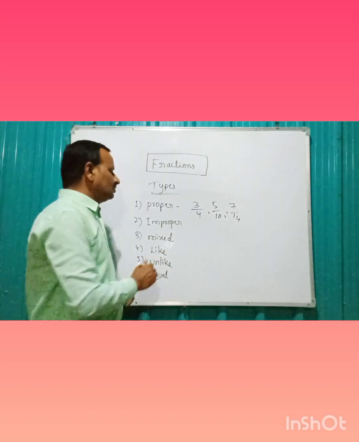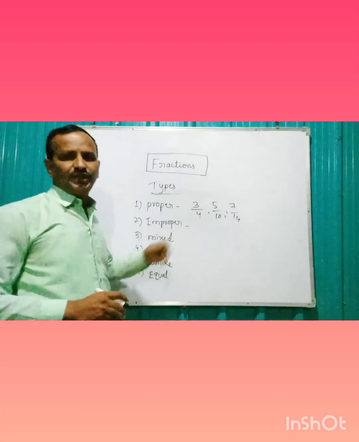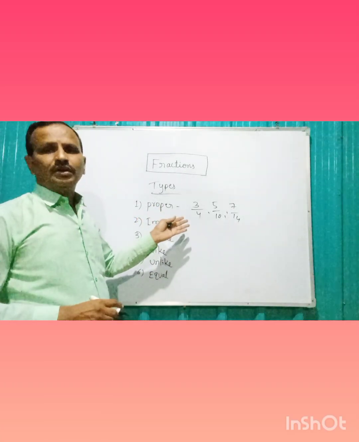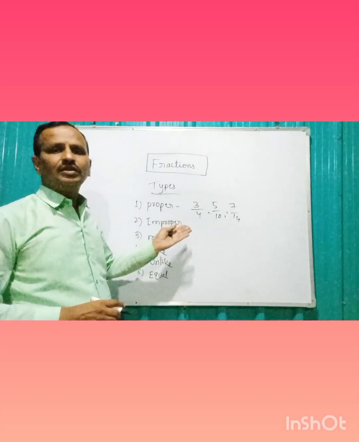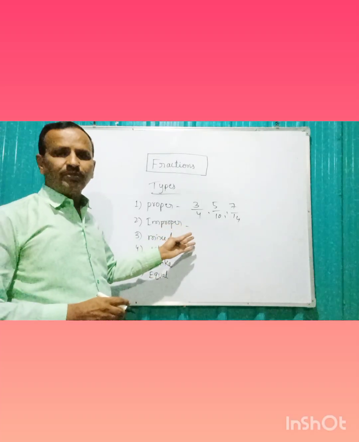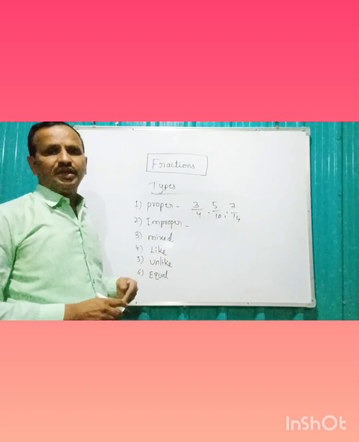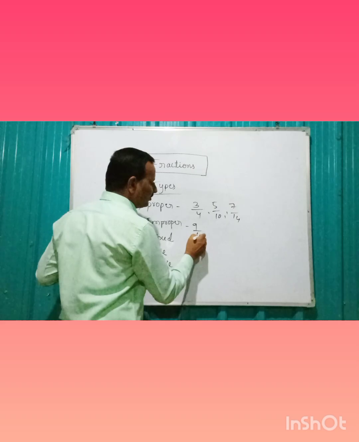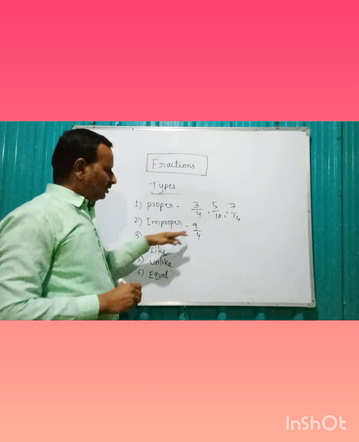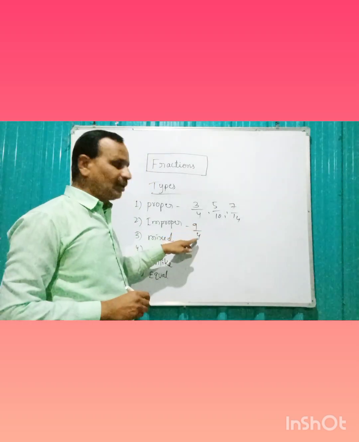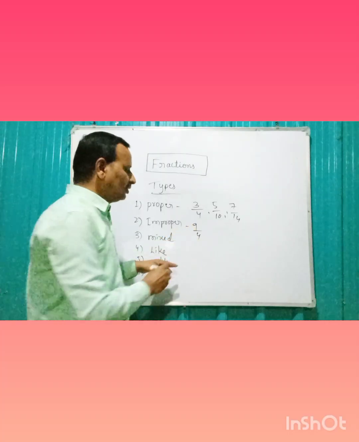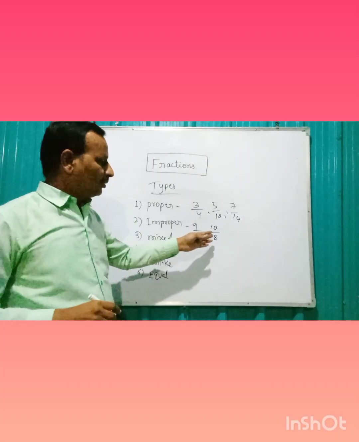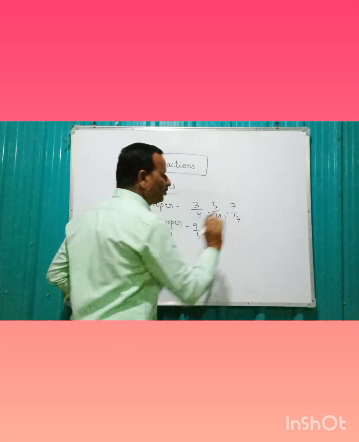So let's move to the improper fraction. This is the opposite of what we studied in the proper fraction. Here the denominator is smaller than the numerator. Here the numerator is bigger and the denominator is small. For example, 9 by 4: the numerator is 9, the denominator is 4. 10 by 8: the numerator is bigger, the denominator is 8. So you can do more examples.